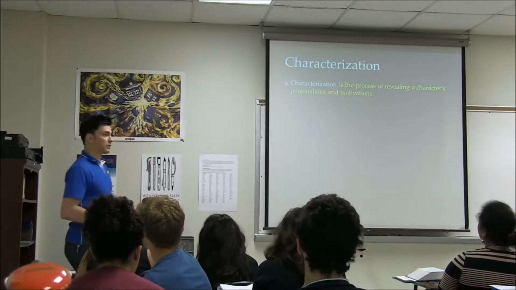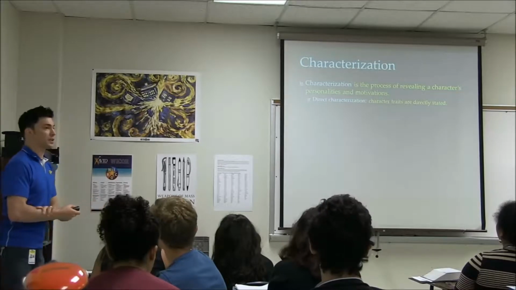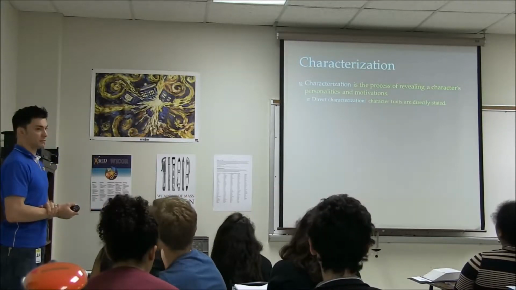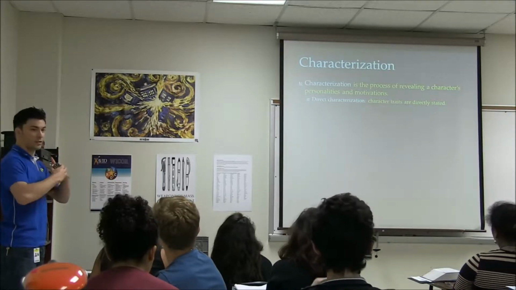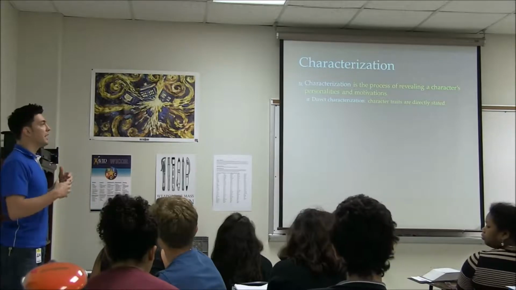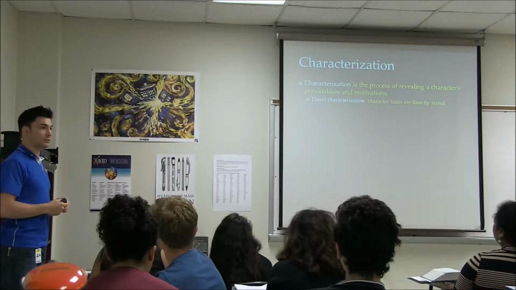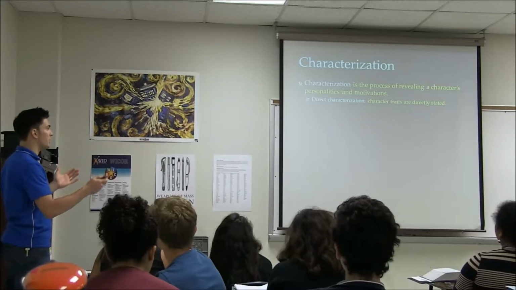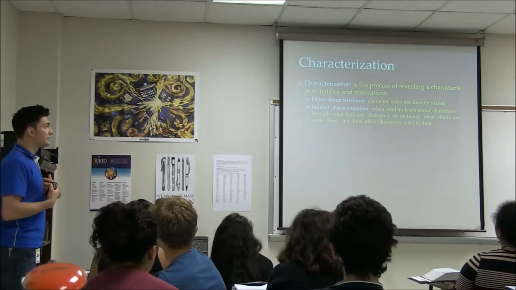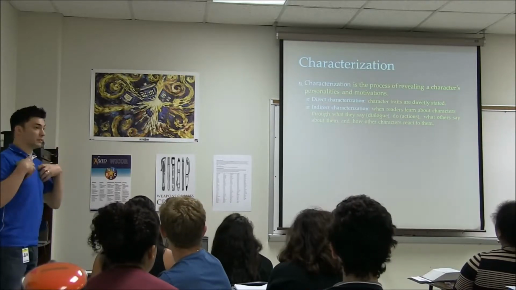So, characterization. There are two different ways that characterization is developed. The first one is direct characterization, and that's where the character traits are just directly stated. If a character says that they're angry or they have a certain tone, it's fairly obvious the way that the character's feeling about that. That's more on the surface. The one that makes it so profound for us is the indirect characterization. And that's on us.